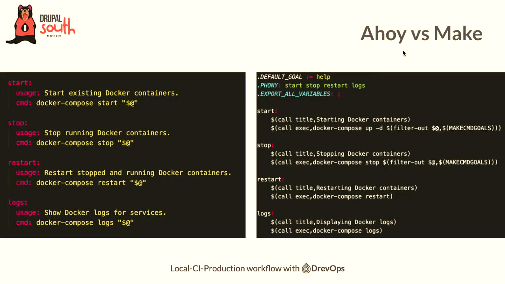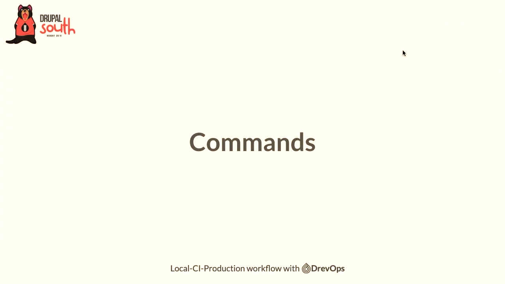And just to compare with Makefiles, Makefile is another way of doing it, a wrapper around other scripts. Earlier versions of DrevOps had support for Makefile, and it was very hard to maintain because of how old Makefiles are, especially if you want to do some complex things. You can see this, even passing in one argument to a thing creates this situation where you have to call subroutines and stuff. It's really hard to maintain these things. So I just moved everything to Ahoy. If someone wants to contribute Makefile support back, please do.